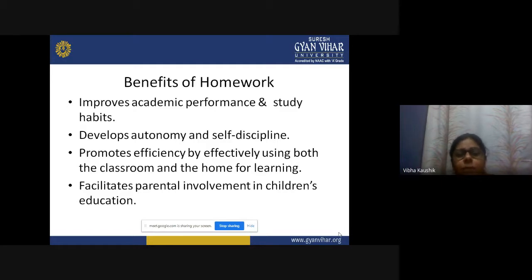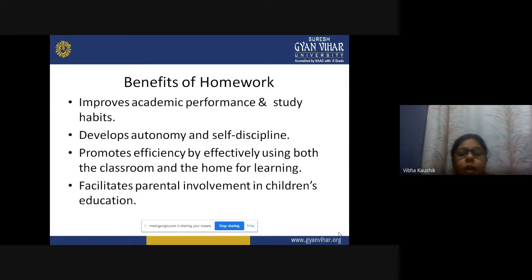Promotes efficiency by effectively using both the classroom and the home for learning. Now, it will develop efficiency in the students. How? Because they are learning not only in the class but also at home. So, when they are learning at both places, it will definitely promote their efficiency.